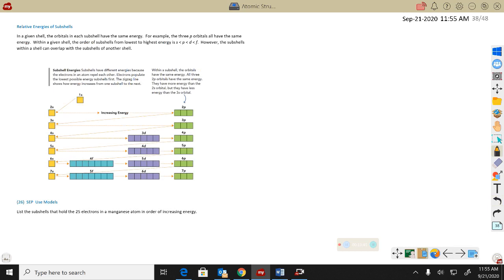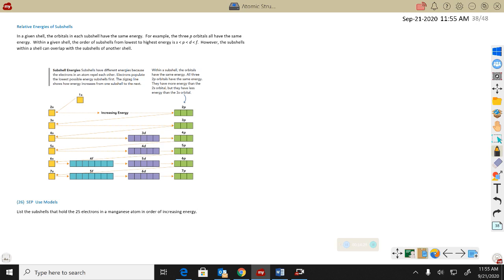All right, so here is another way of looking at how these orbitals connect to each other and how they relate to one another. In a given shell or energy level, the orbitals in each subshell have the same energy. Subshell just refers to the different types of orbitals. Once you have p orbitals, they're all at the same energy level, so they show 3 green boxes that are all equal to each other. They're all at the same energy level.